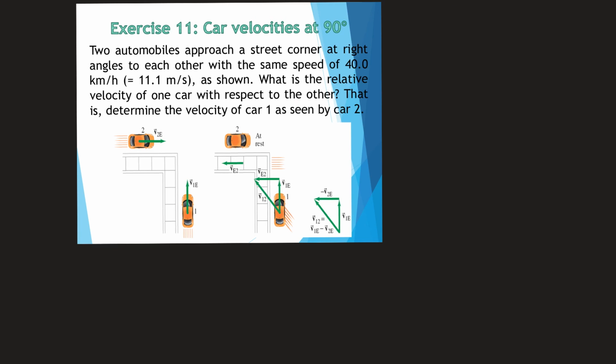You have the velocity of car 1 with respect to 2, which means the velocity of car 1 with respect to ground plus the velocity of ground with respect to 2.